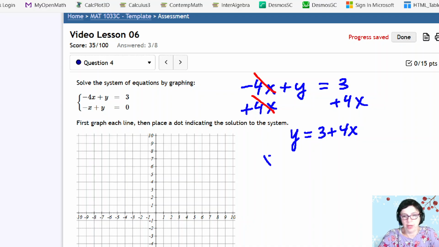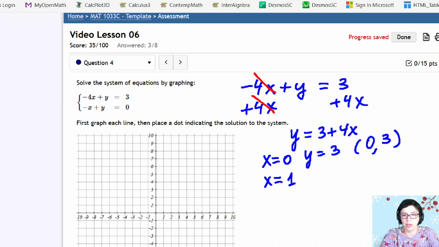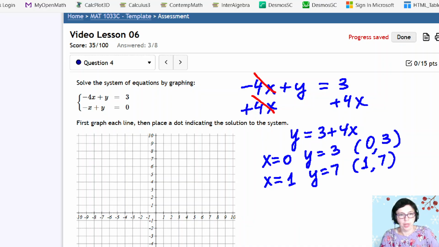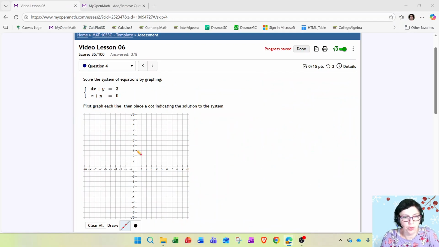For example, if x equals 0, when you substitute 0 for x, 0 times 4 is 0, and then you get y equals 3. And that leads us to the first point on the line, which is (0, 3). Then the second point: how about we substitute x equals 1. If you substitute x equals 1, you multiply that by 4, that'll be 4, and then plus 3. So that gives you 7, and the corresponding point is (1, 7). Okay, the first line is (0, 3) and (1, 7).